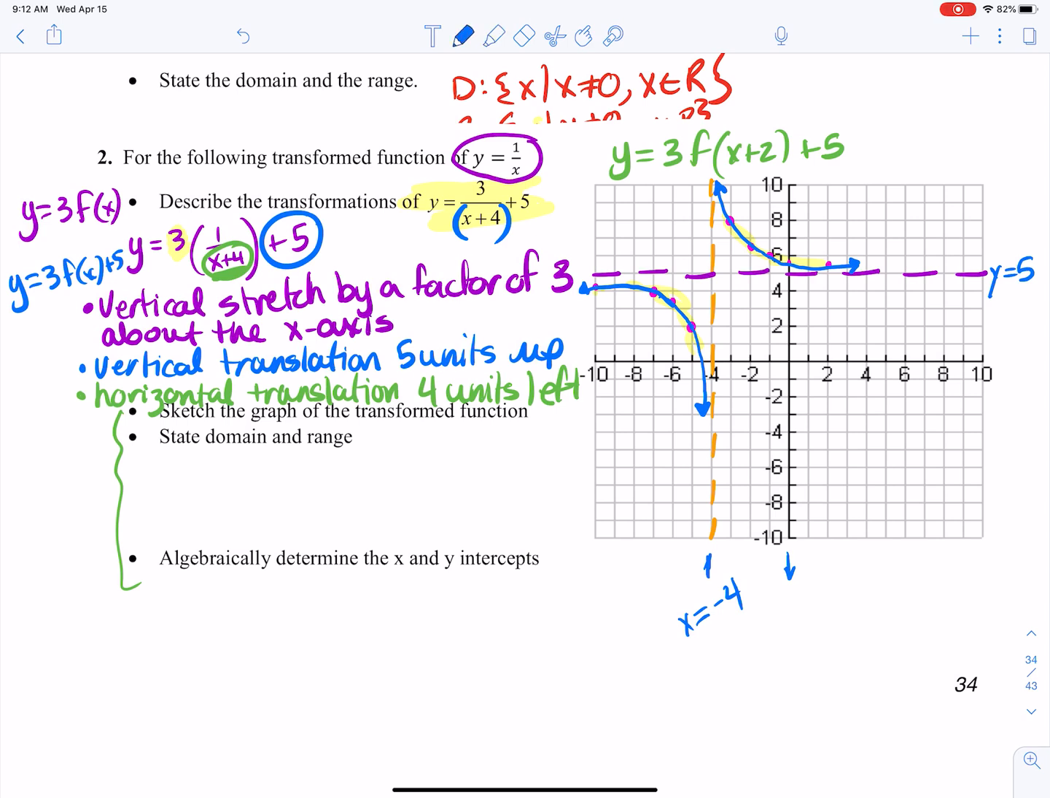We did that. Now we're going to state the domain and range. And again, I'm going to take a look at the domain and range based on what my restrictions are. What can't x equal? Well, it can't equal -4. Other than that, it goes infinitely to the left and the right. Range. What can't y equal? Well, y cannot equal 5. And other than that, it goes infinitely up and down. So there's where I get my domain and range.